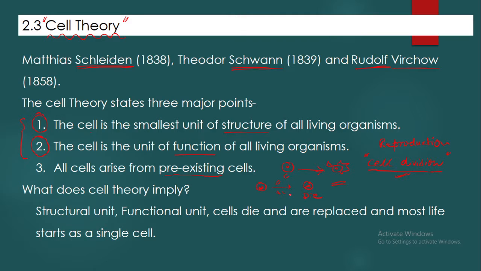So the cell theory has three very important points. Number one, cells are the smallest unit of the structure of all living organisms. Cell is the unit of function of all living organisms, and all cells will arise from pre-existing cells. This is a very simple but fundamental theory, the cell theory. And what it implies: structural unit, functional unit, that the cells will die and they will be replaced, and most life starts from a single cell, all these things.